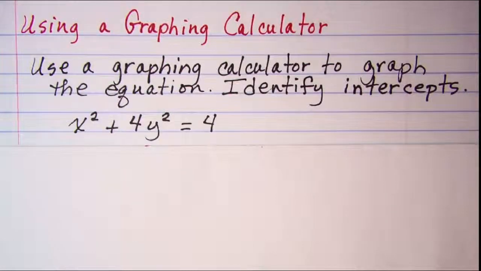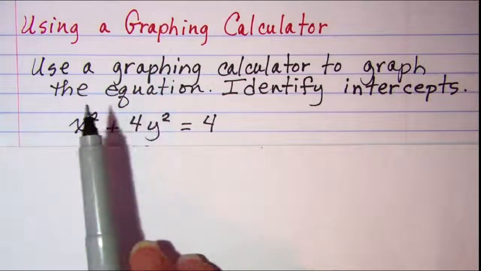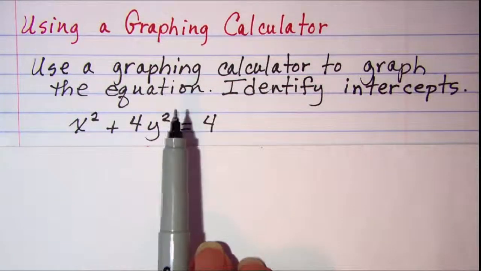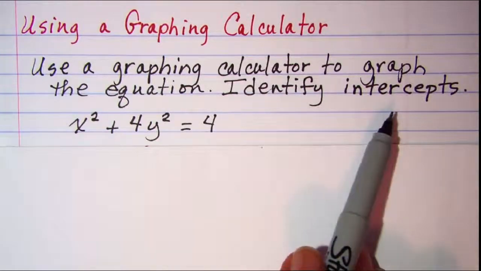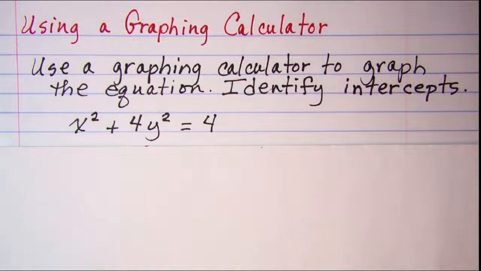In this video, we'll be using our graphing calculator to look at a couple of problems. Our first problem: use a graphing calculator to graph the equation and identify intercepts. And our equation is x squared plus 4y squared equals 4.